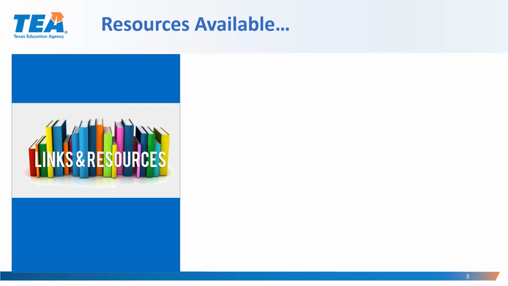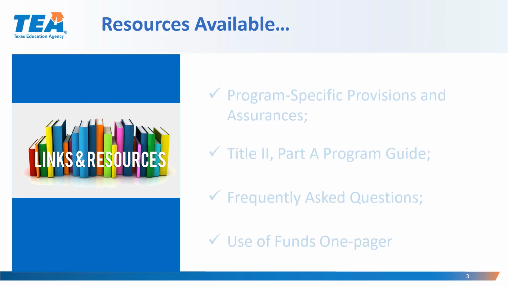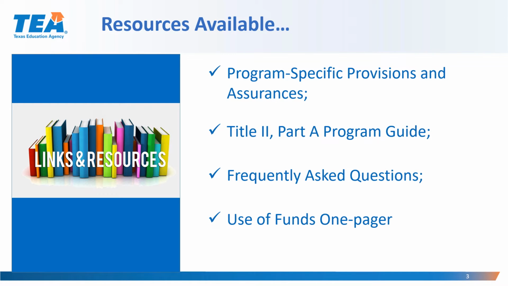Some of the resources that are available are the program-specific provisions and assurances, the Title II Part A program guide, the frequently asked questions document, and the use of funds one-pager. I want to take a few minutes and walk you through how to find each of these resources on the TEA website.